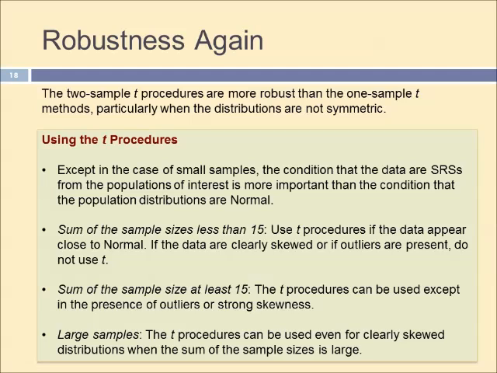If the sum of the sample sizes is less than 15, we want to use t procedures if the data appear very close to normal. If the data are clearly skewed, or if outliers are present, do not use the t. If the sum of the sample sizes is at least 15, the t procedures can be used except in the presence of outliers or really strong skewness. And for large samples, the t procedures can be used even for clearly skewed distributions when the sum of the sample sizes is large. And again, that's somewhere around 30 or 40.